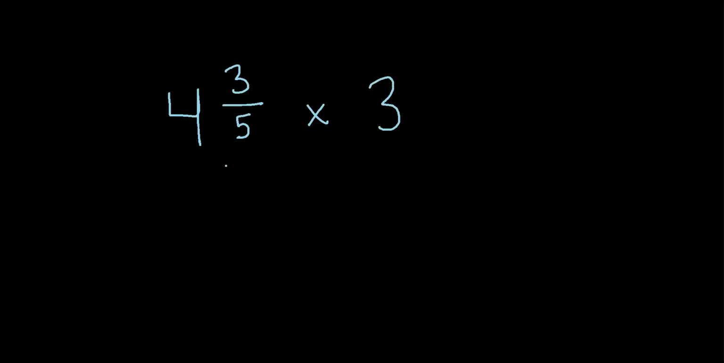All right, let's try one more example. Let's say we have 4 3/5 times 3. So we have a mixed number, and we're multiplying that with a whole number. So again, let's convert both of these to fractions first.